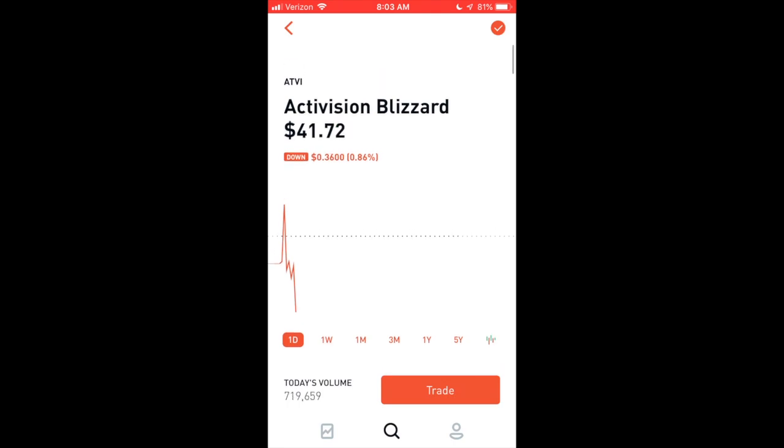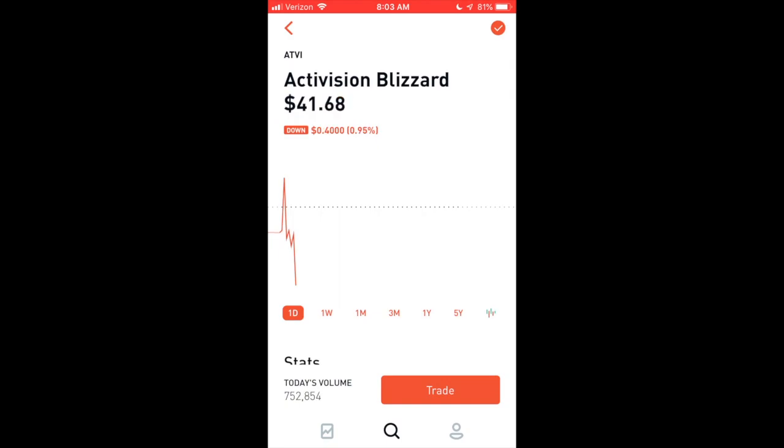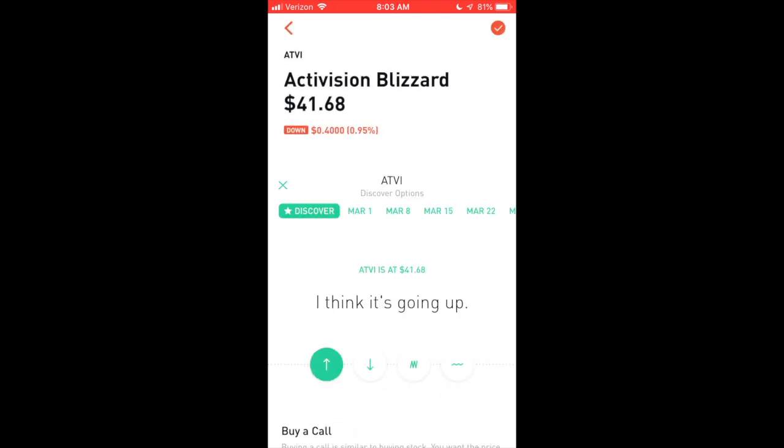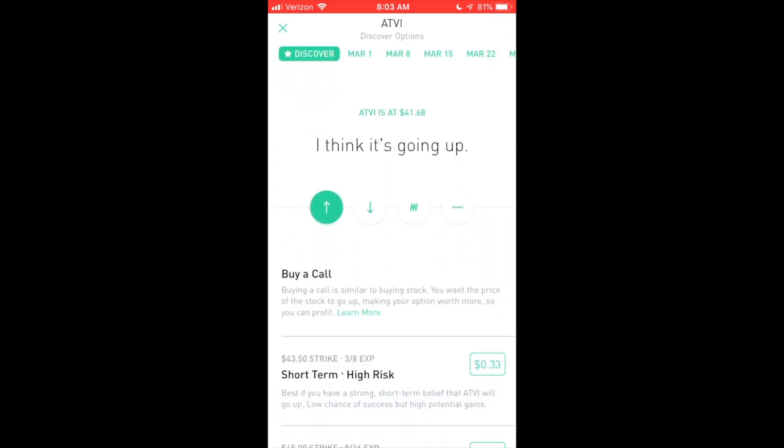If we're on any stock that allows you to trade options, you'll simply click on the trade button here on the bottom right, and then trade options. That's going to bring up all the different option chains. If you're familiar with option chains, I'm going to keep this at a very basic level. At the top, you'll see the discover tab and then different dates. Those dates mean the expiration of the contract. Keeping this simple, the expiration basically means: do you think the stock is going to go up or down before that date or on that date?